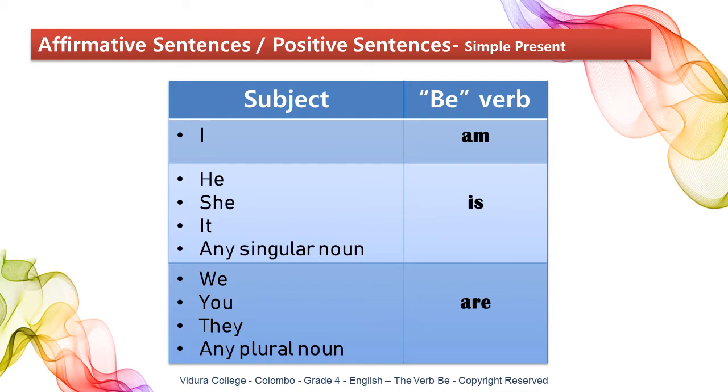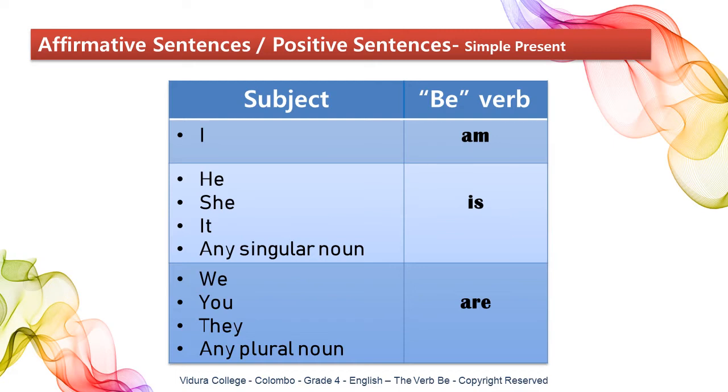With the subject I, we have to use the be verb am. With the subjects like he, she, it, or it can be any singular noun like mother, father, dog, cat, we use the be verb is. For the subjects like we, you, they, or it can be any plural noun, we have to use the be verb are.